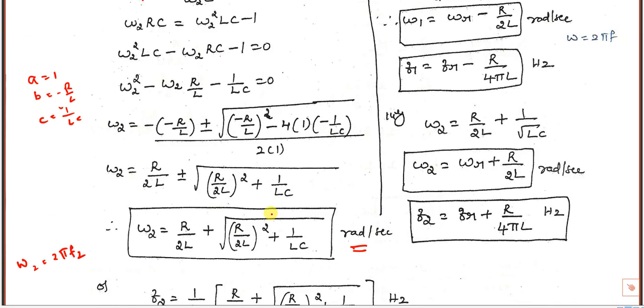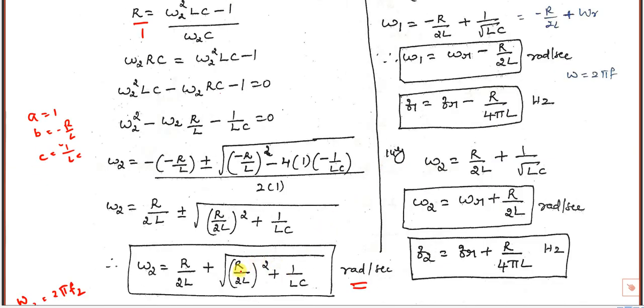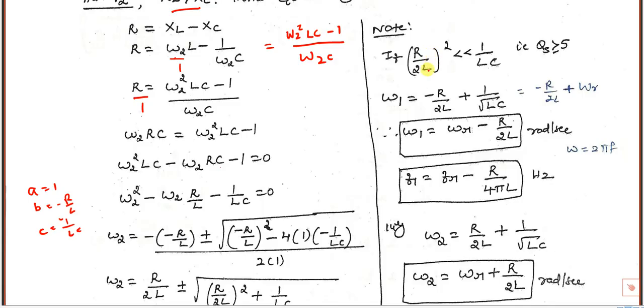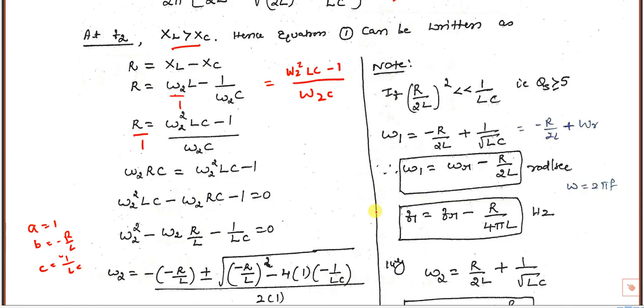Sometimes we have to consider an equivalent; you can reduce that formula to a simpler one. This one no need to write, but in the problems we can consider this. Suppose in the given derivation, R by 2L whole square is very much less than 1 by LC. This part is very, very less compared to the 1 by LC. Then we can ignore this R by 2L whole square and consider 1 by LC.